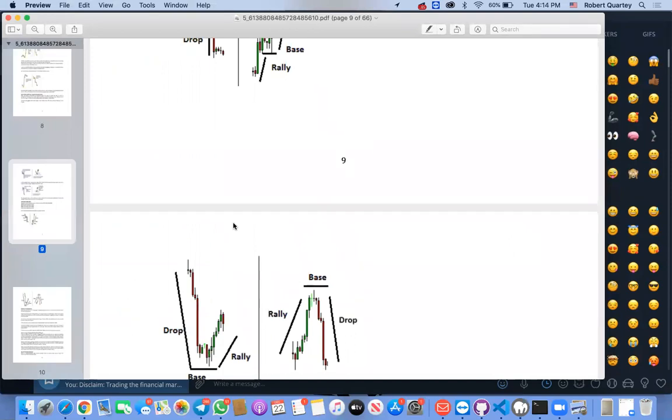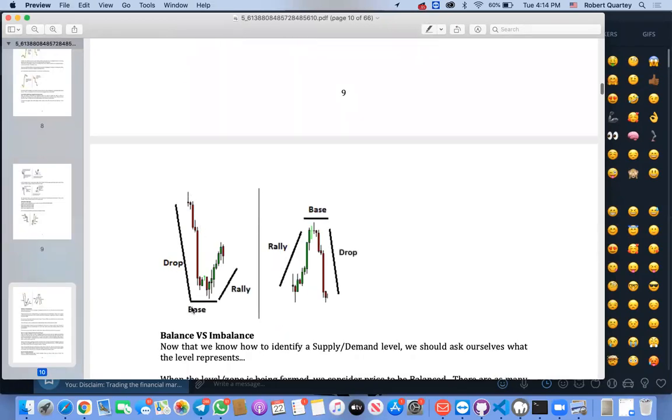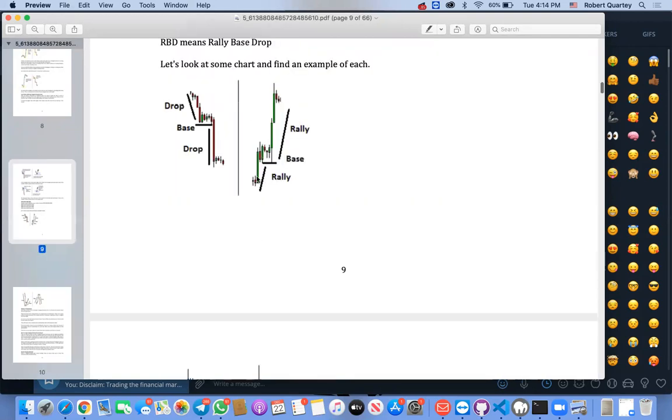We have four types, right? For a rally, for a supply structure, we have two types. For a demand structure, we have two types. A demand structure is going to be a drop base rally, right? And then a rally base rally for a demand structure.